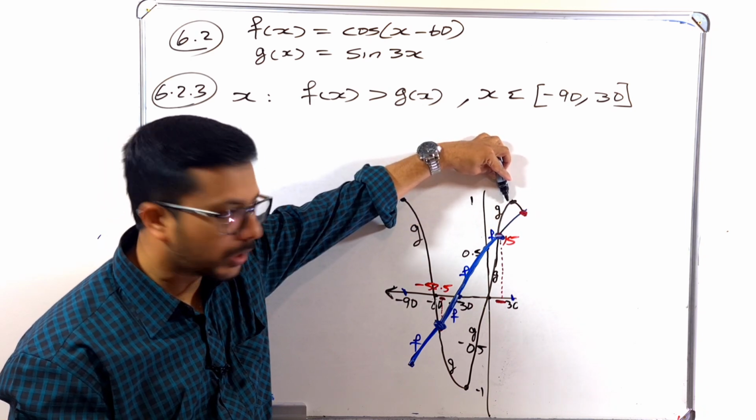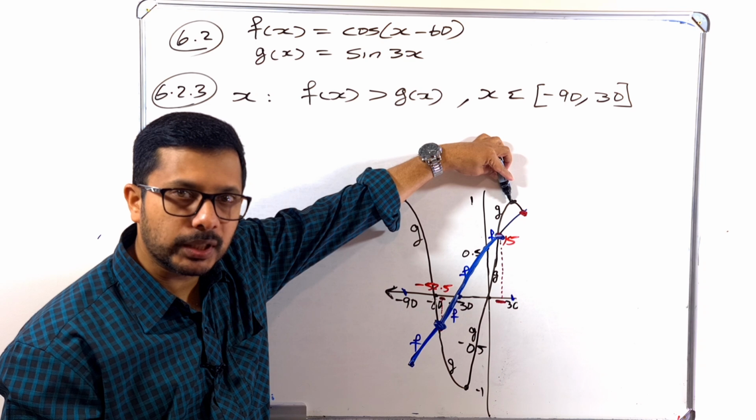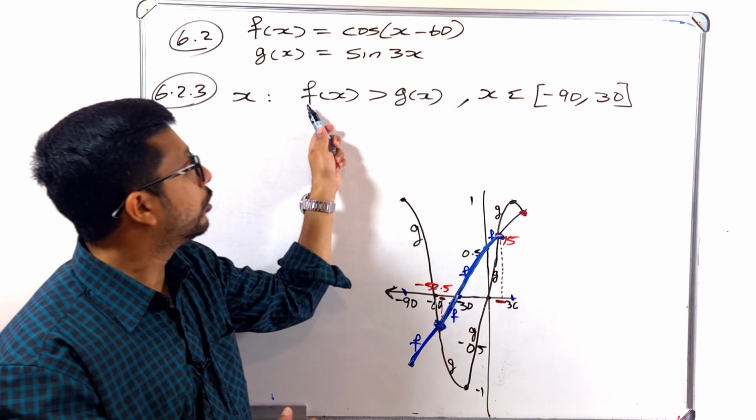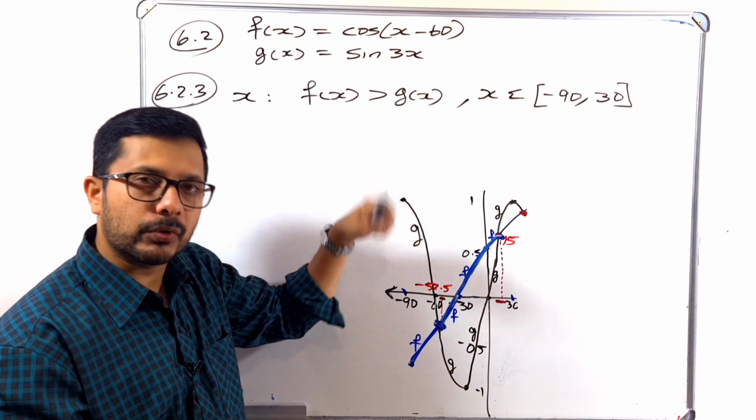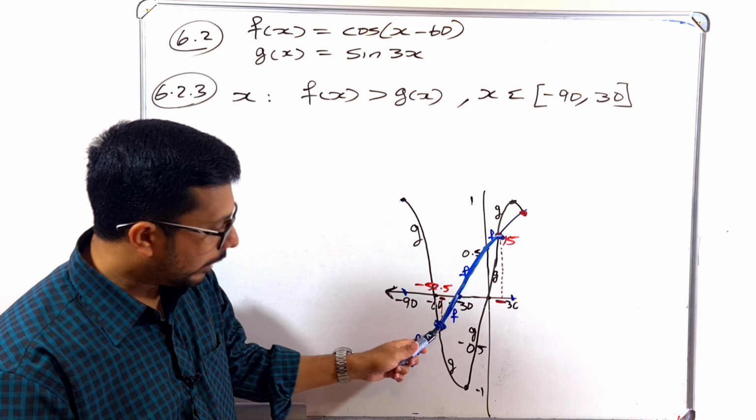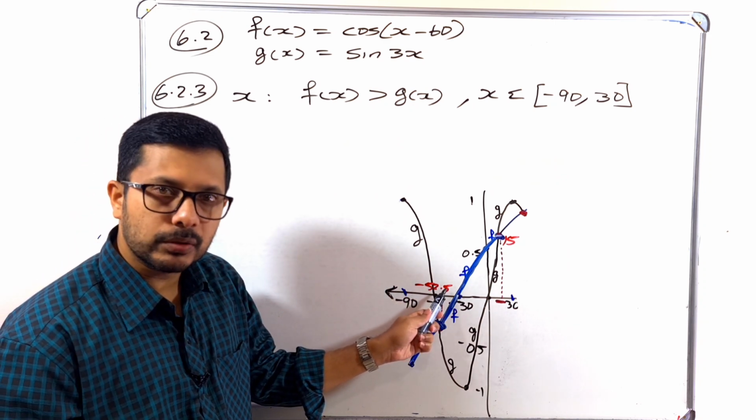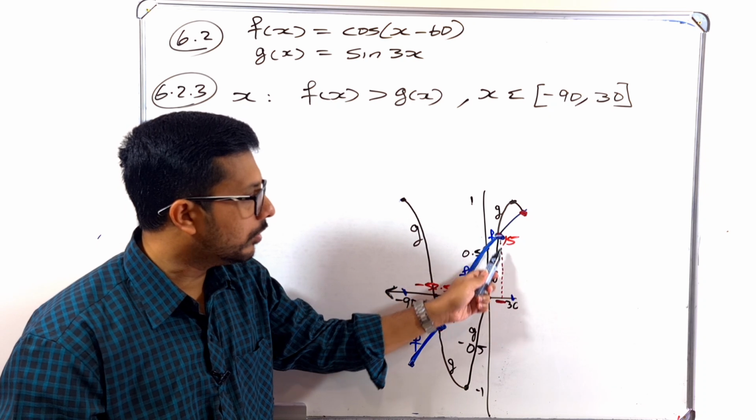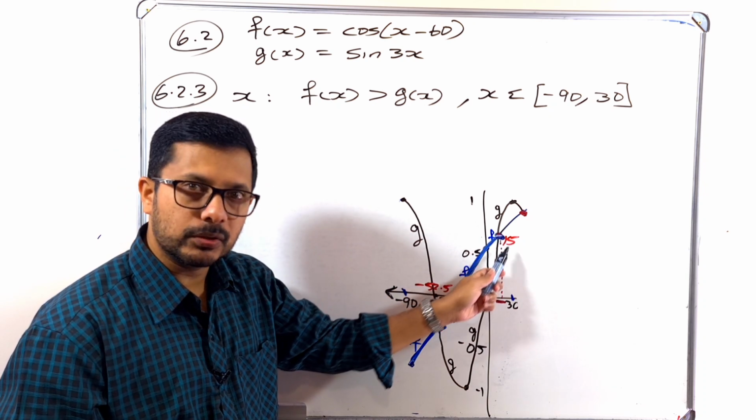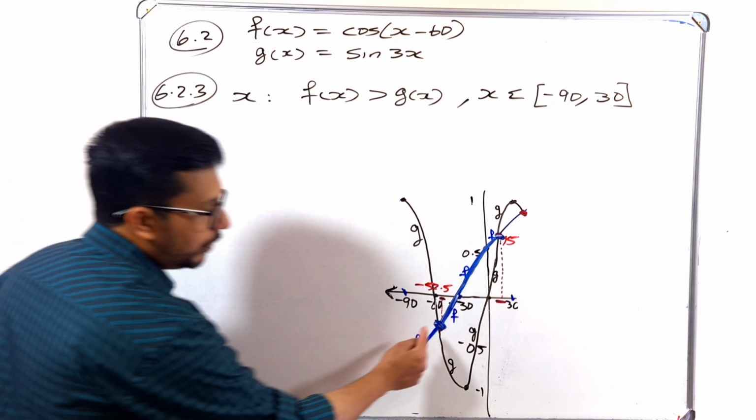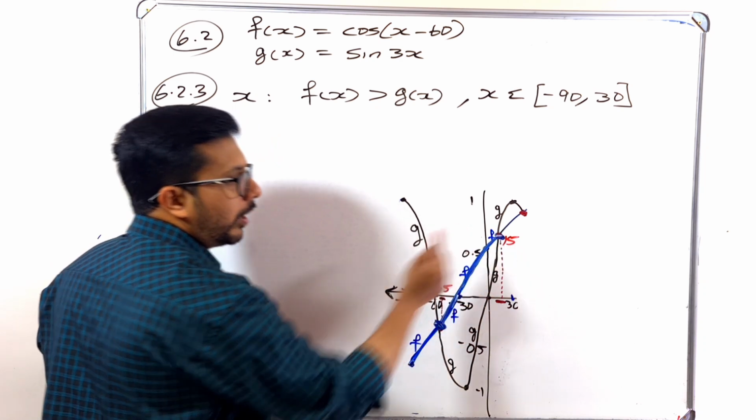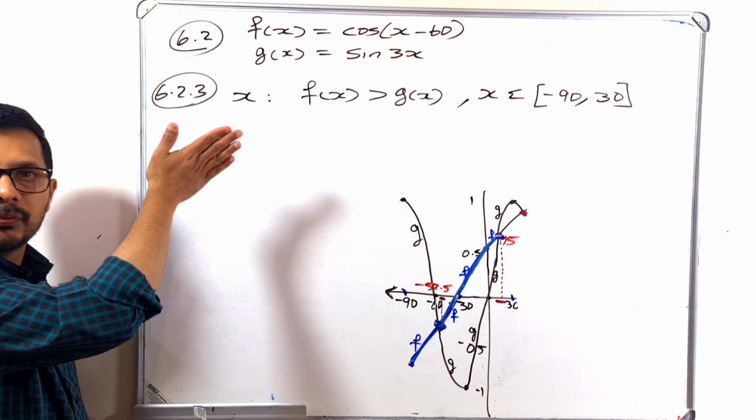Which one is on top? g of x is on top. We don't want that one. We want f of x on top. So f of x is greater. That means f of x must be on top. So at this point, what is the x value? We already found that one, minus 52.5. At this point, what is the x value? We already found 15. Okay, so it means that between minus 52.5 and positive 15, f of x is on top.